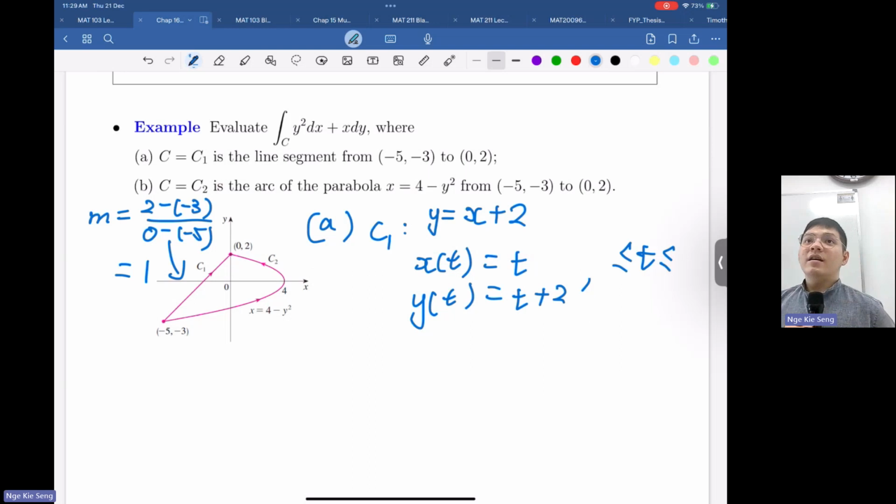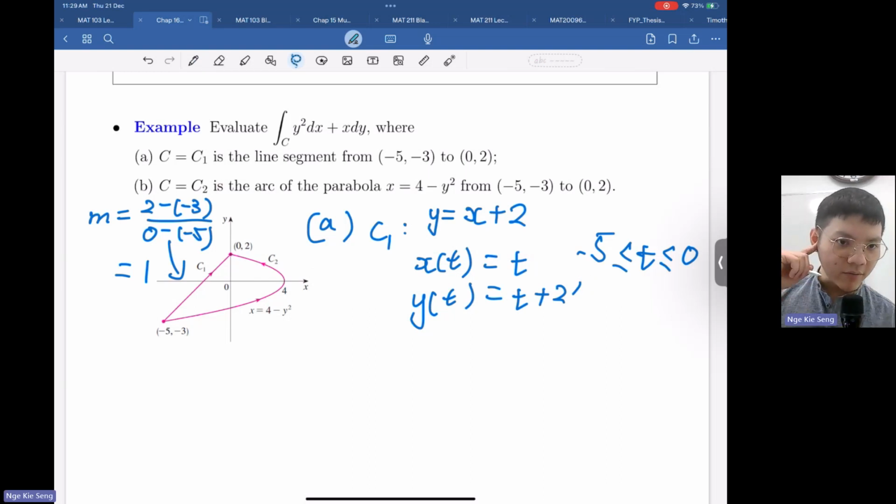t going from -5 to 0. Okay. If you go from 0 to -5, then you go the other direction. Then you somehow let your time run backward. Okay, you run it backward. Okay. So this is D1.